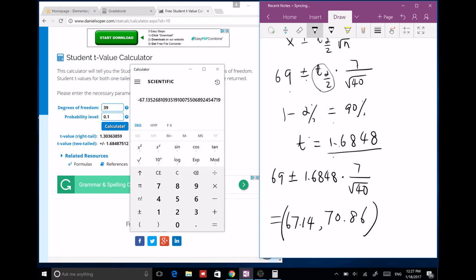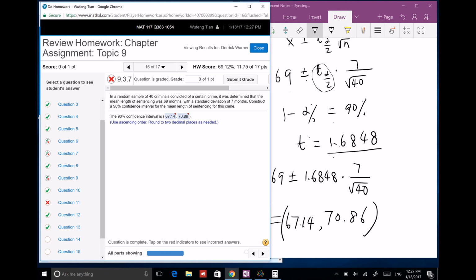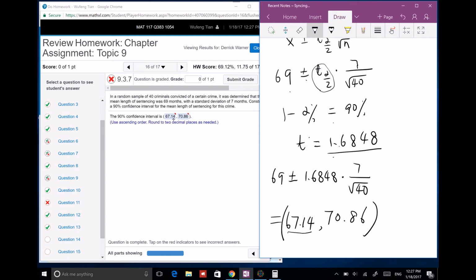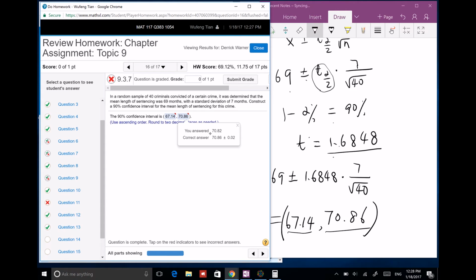So let's say the right answer of the system is 67.14 and 70.86, and you answered 70.82 and 67.18. It's a little bit away from the right answer. Actually, it gives you 0.02 flexibility to accept your answer. However, there's an easy way to verify your answer at least.